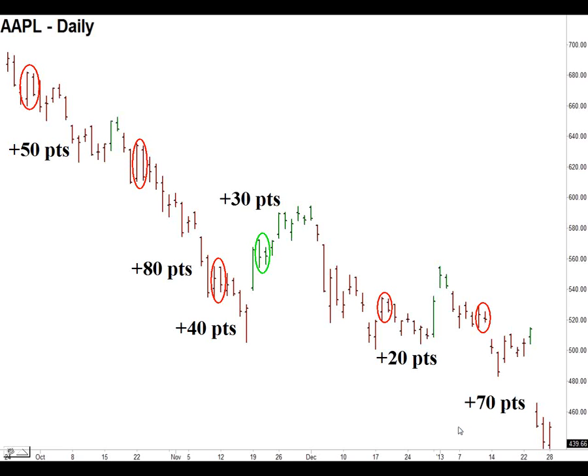So we're talking close to 300 points in just about 3 or 4 months using this simple trading technique. Once again, this is not a strategy. We haven't told you where you'd enter, where you'd place your stop, or where you'd exit. But safe to say, if you've been trading for a while, you could come up with some very simple way to trade this.